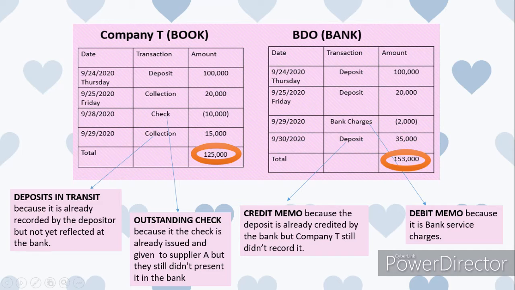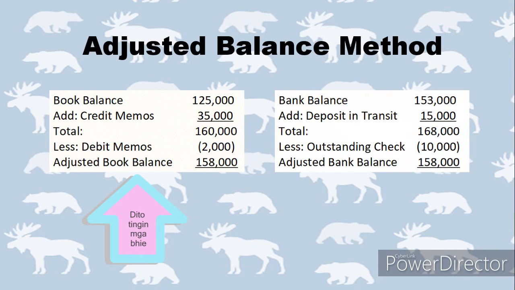Yung total na nasa book, nakita niyo naman, 125,000. Tapos i-add mo yung credit memo, which is 35,000 pesos. Tapos magto-total yun ng 160,000 pesos. I-less mo yung debit memo na 2,000 pesos. Bale, ang adjusted book balance is 158,000.